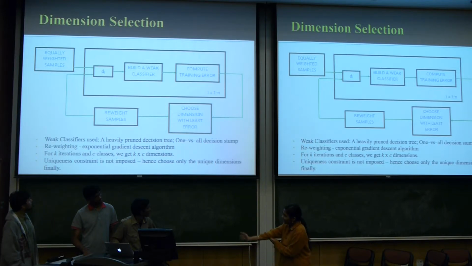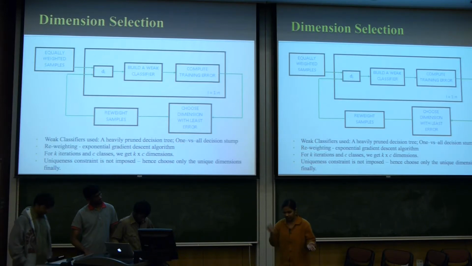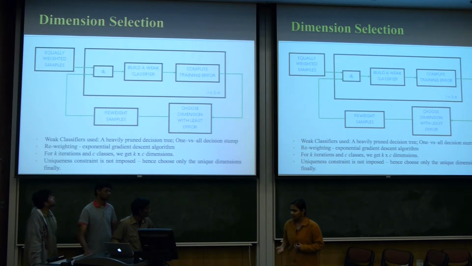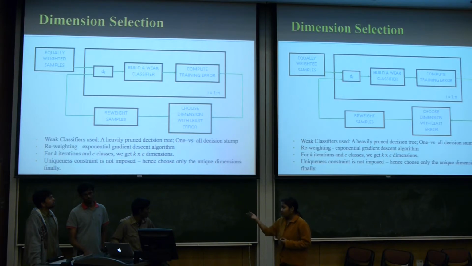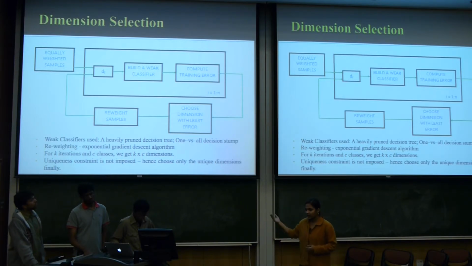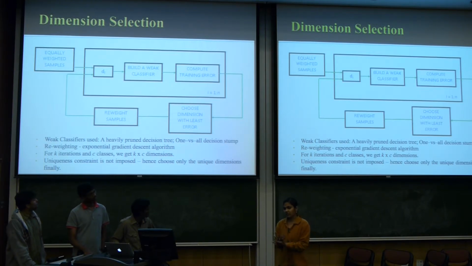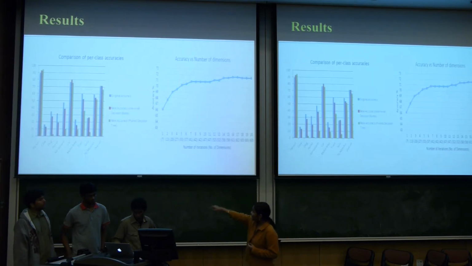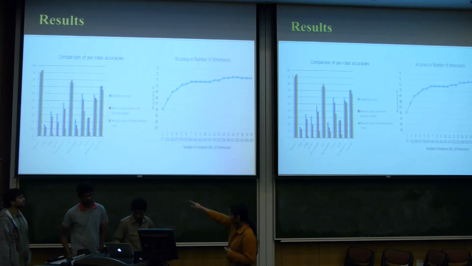For k iterations in C classes, we have a one versus all weak classifier. We tried a multiple threshold weak classifier as well, like a decision tree, with the number of levels equal to the number of classes that we have, but that didn't give us good results. If we have k iterations and C classes, we get k cross C dimensions, and we take only the unique dimensions out of it. Out of the 265 features that we had, we got 65 unique features that gave us almost as good results as the baseline. This is the per class accuracy for each of the 10 classes that we have.